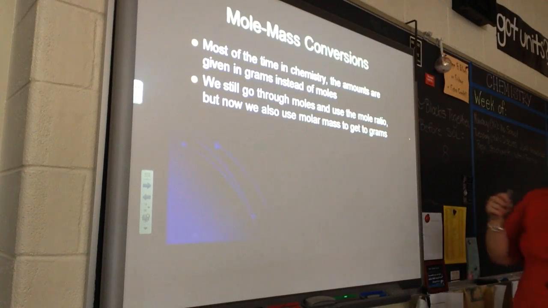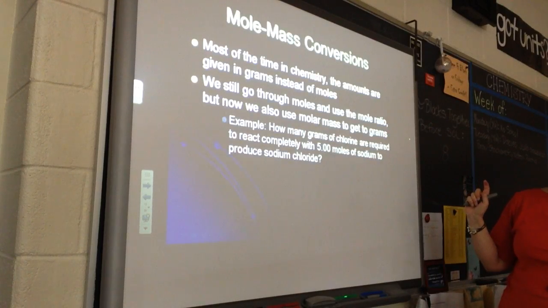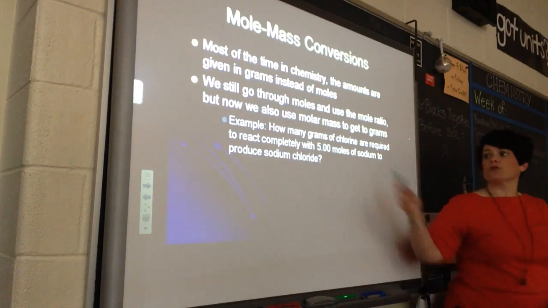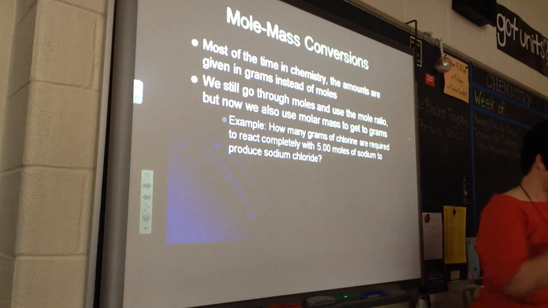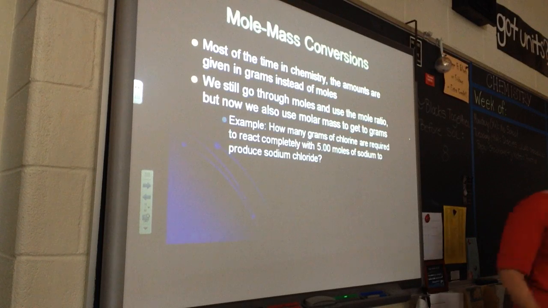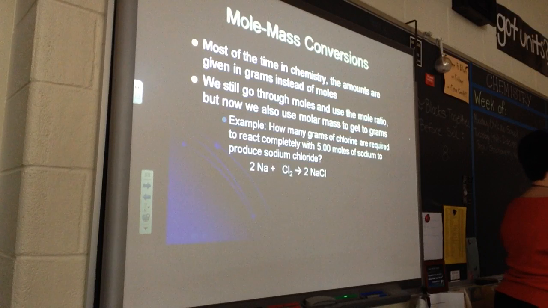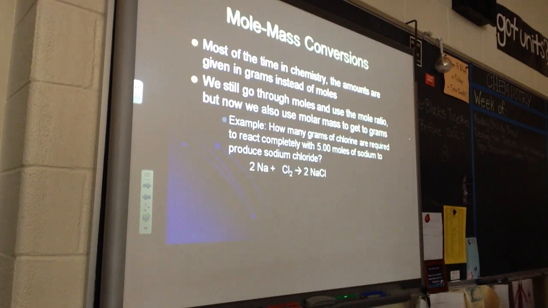So we're going to go through moles. We're going to use the mole ratio from the balanced equation, except we use molar mass to get to grams. So here's our first example problem. Go ahead and jot this down. Then we're going to work our way through it. We used this same balanced equation several times yesterday.